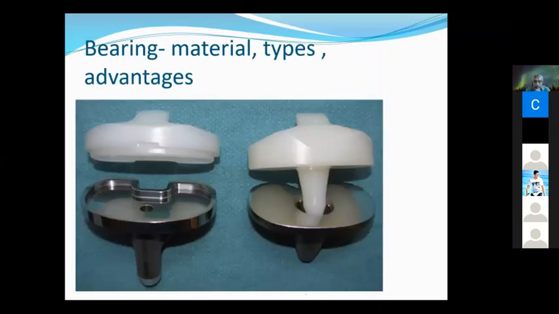Okay, so we'll just touch on this. What are the two pictures that you see here? Which is which? You are seeing an insert and a tibial tray. So, yeah, go on.